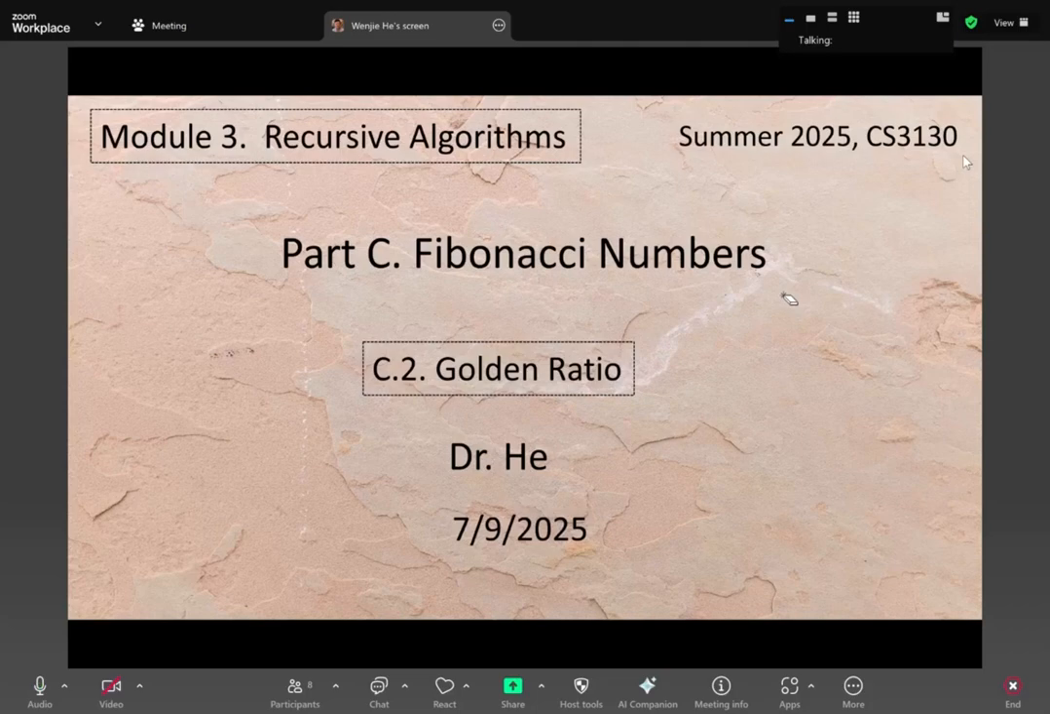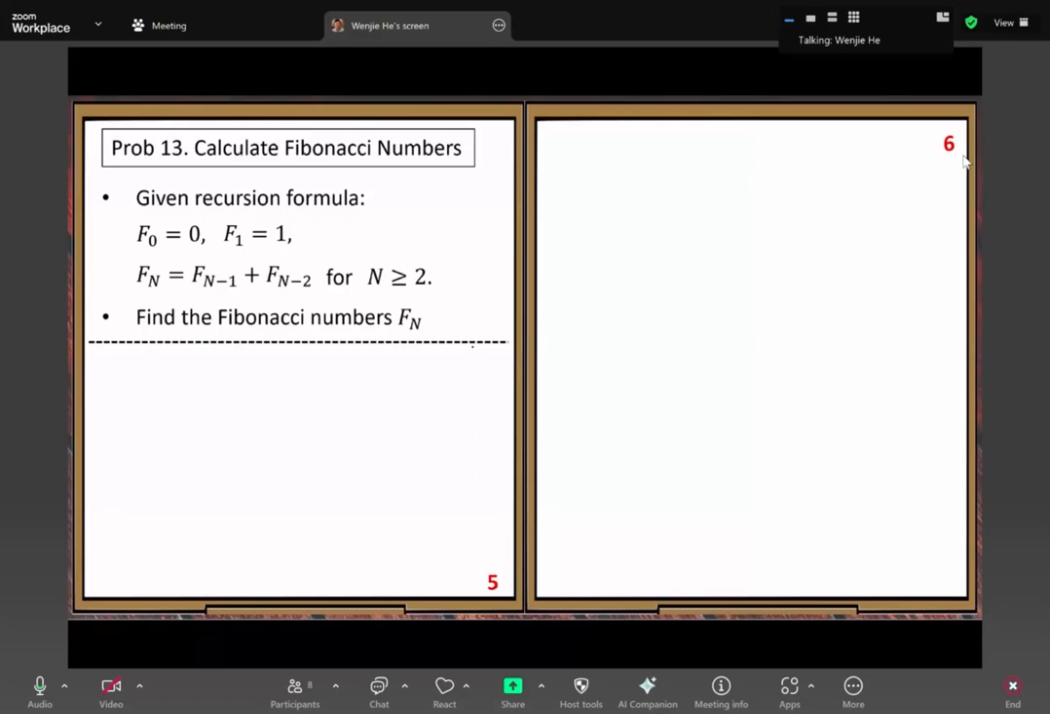All right. C.2, golden ratio. I think all of you have heard of this very famous concept, the golden ratio. The question is why, because our goal is to find Fibonacci numbers. Why are these two concepts correlated? We want to understand that part first. So let's look at the golden ratio concept first.